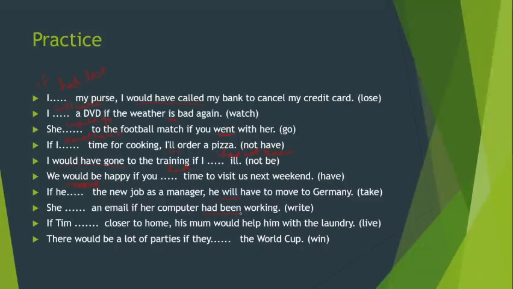Now again, this is had been. So with had been, we have to use she would have written an email if the computer had been working. It says again would have. Next, if Tim, it should be in the simple past. If Tim lived closer to his home, his mom would help him with the laundry. Next, there would be a lot of parties. Again, would. So here you will have a simple past tense, if they won the match.